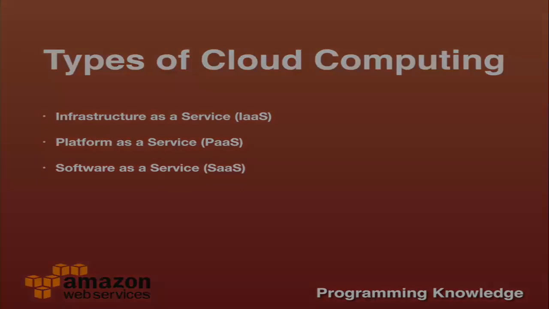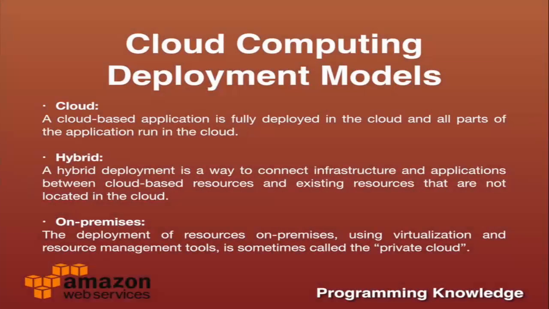The next would be the cloud computing deployment models. So there are three cloud computing deployment models. First one is cloud. So a cloud-based application is fully deployed in the cloud and all the parts of the application run in the cloud. So applications in the cloud have either been created in the cloud or have been migrated from an existing infrastructure to take advantages of the benefits of cloud computing.